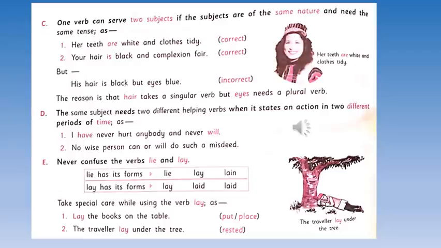And the next point is: never confuse the verbs lie and lay. Lie has its forms lie, lay and lain. And the second one, lay, has its forms lay, laid. Take special care while using the verb lay. Lay the book on the table means put the book or place the book on the table. The traveler lay under the tree, rested. Okay, this is past tense. The traveler lay under the tree.